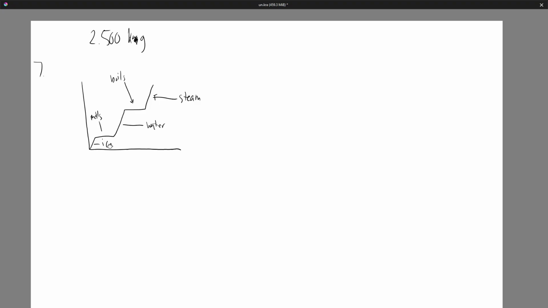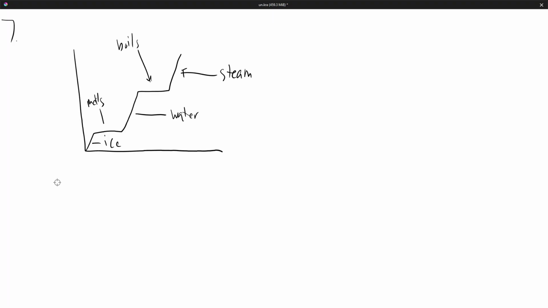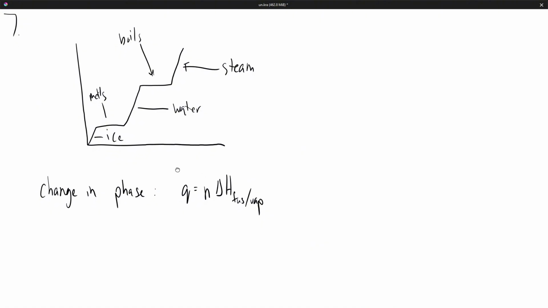When you reach a plateau, a plateau basically means a change in phase. For those, you use the equation heat is number of moles times the heat of fusion or vaporization, whichever one you're at. If you're going from ice to water, you're melting ice, which means you use heat of fusion. If you're going from water to steam, you do vaporization.